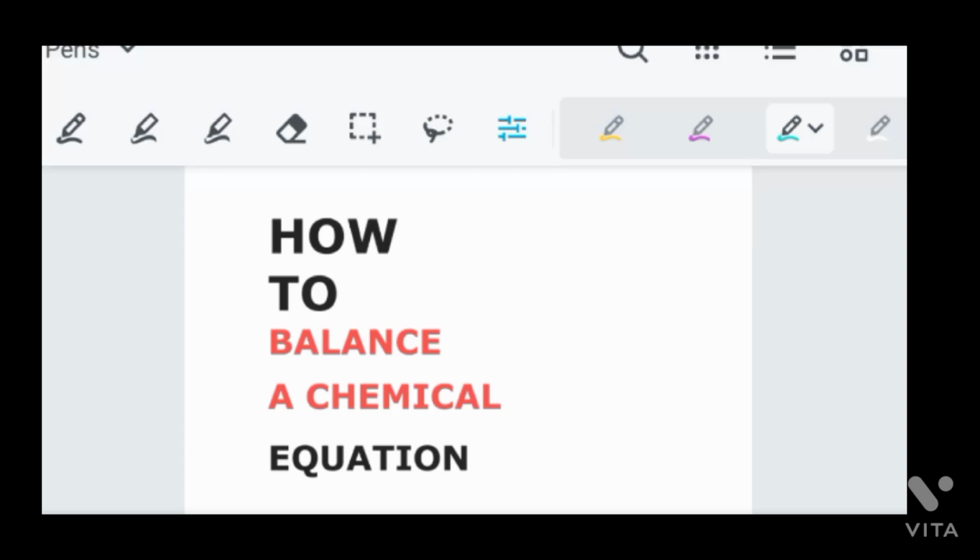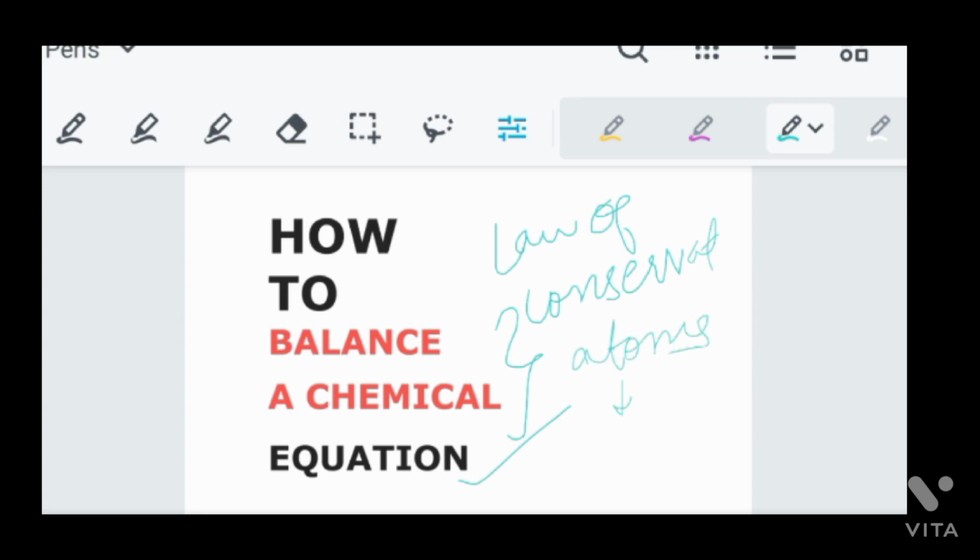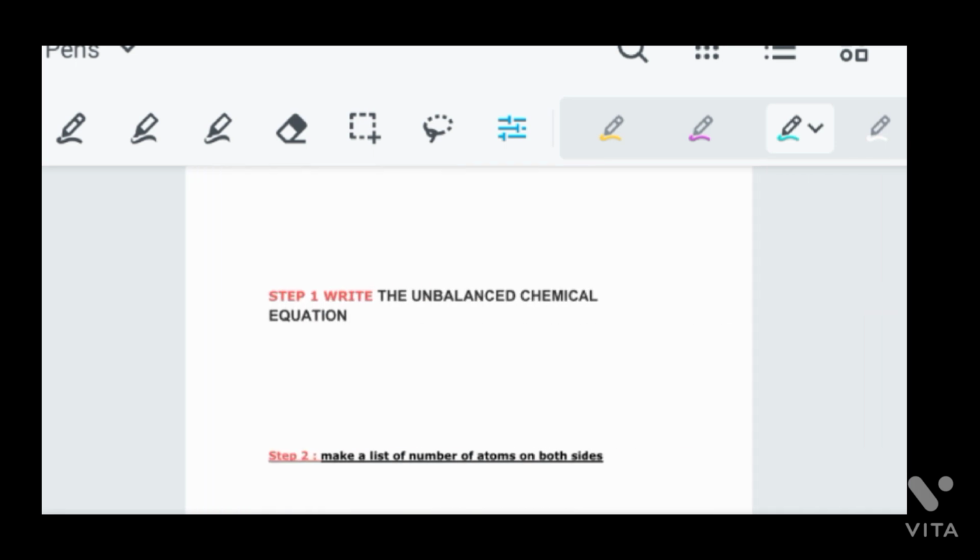Hi friends, so today we are going to learn how to balance a chemical equation. In previous sessions we learned what a chemical equation is. Now, for the law of conservation of mass, we need to balance this equation so that the atoms are equal on both sides. So let's understand how to balance it.